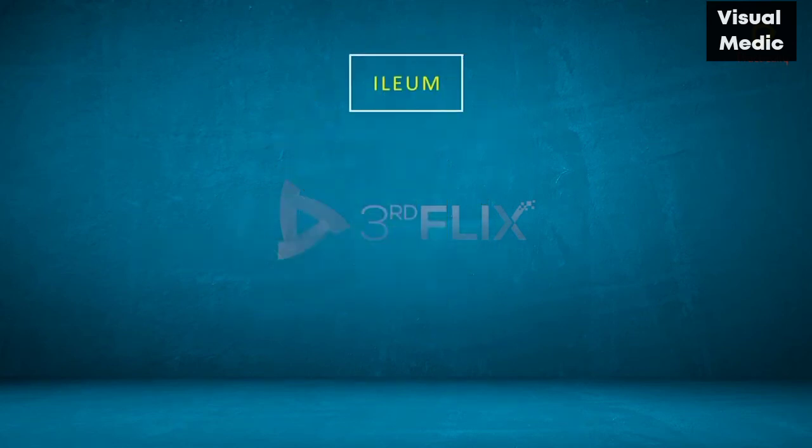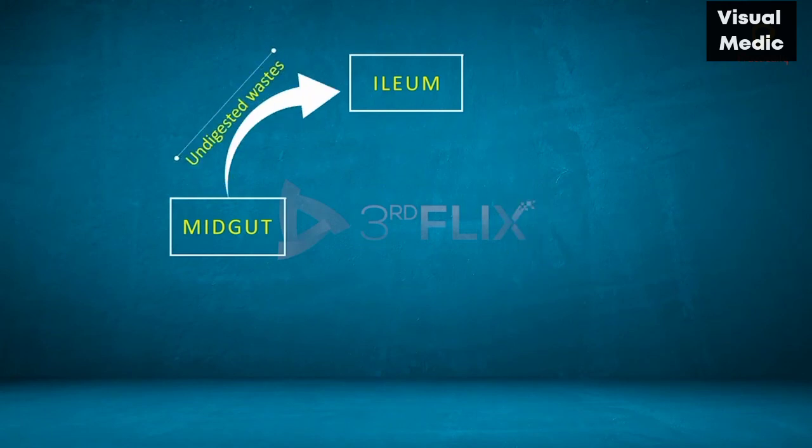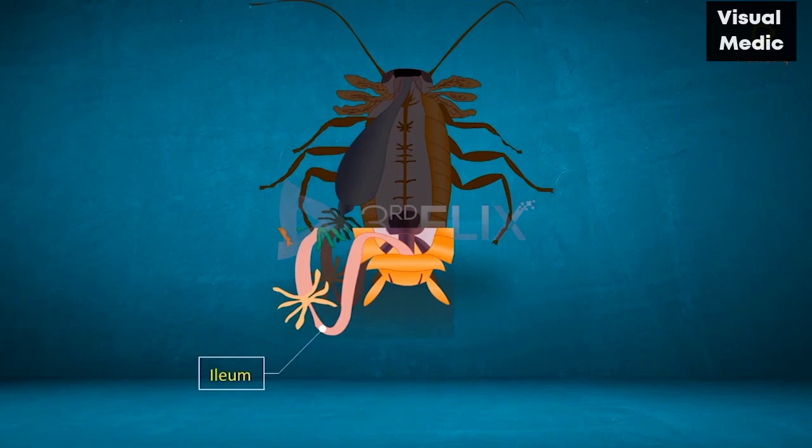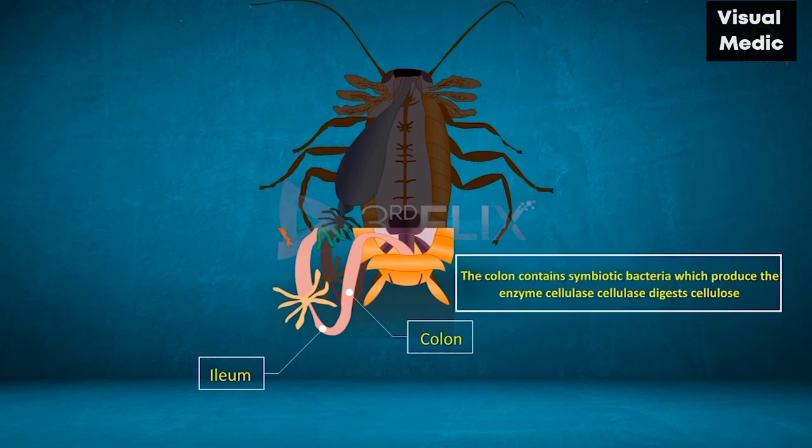The ileum is a short tube. It receives undigested waste from the midgut and uric acid from the Malpighian tubules. Ileum opens into a long, coiled tube called colon. The colon contains symbiotic bacteria which produce the enzyme cellulase. Cellulase digests cellulose.